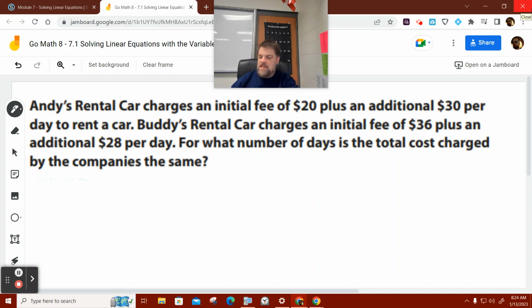Okay, so let's continue. It says that Andy's rental charges an initial fee of $20.